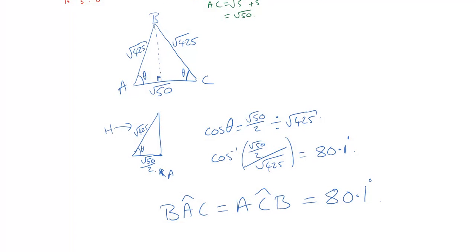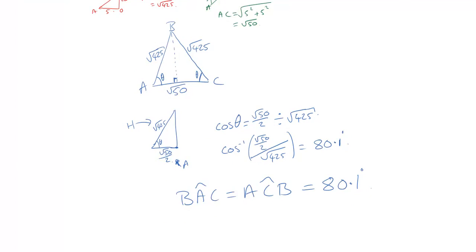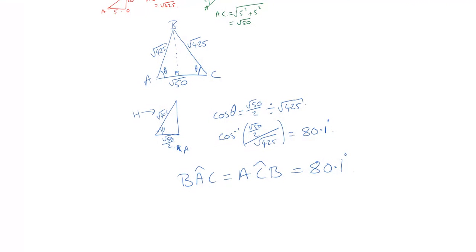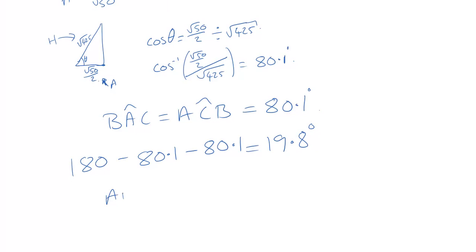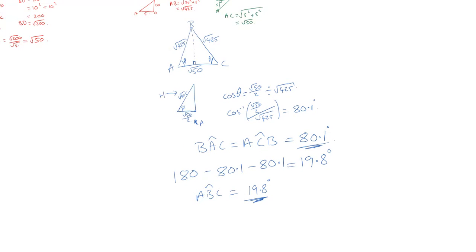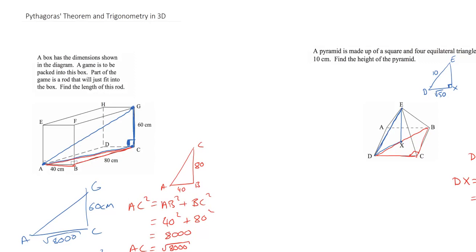Now, we've found 2 out of 3. We can find the angle at B very easily because it's a triangle. We can take both of those angles away from 180 to find that. So 180, take away 80.1, take away another 80.1, comes out at 19.8 degrees. So our final angle we need to work out, which is up there, look at B, A to B to C, is 19.8 degrees, and we have all 3 angles. Okay, I hope this gives you some good examples of how you can use your trigonometry and Pythagoras' theorem in 3 dimensions.